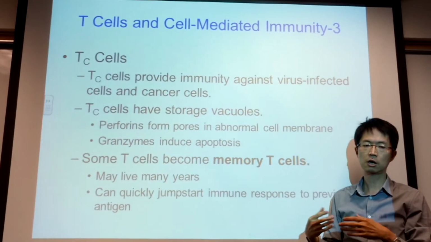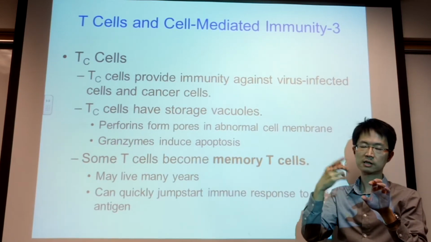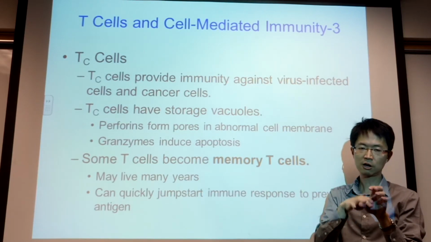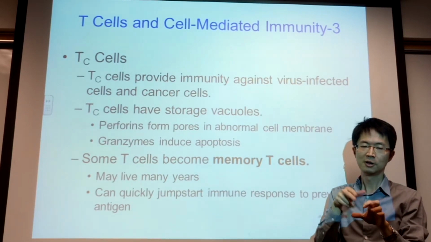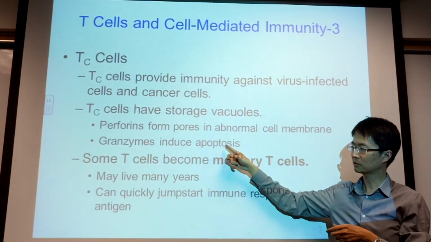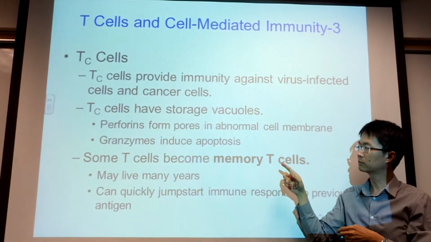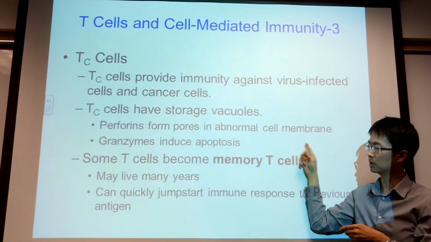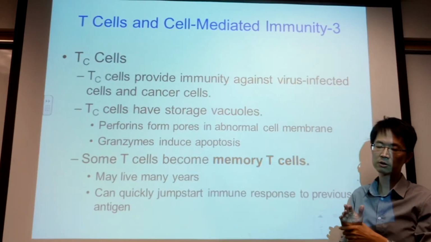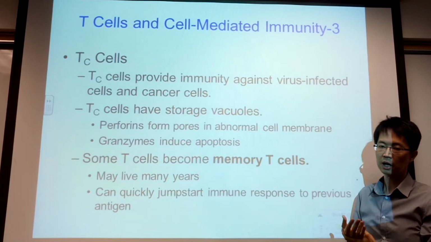Granzyme is a cytotoxin. So basically, it makes a hole on the cancer cell, and then it will dump the cytotoxin, granzyme, into the hole, so that it will literally poison that cancer cell, because the granzyme causes apoptosis. And then some of the cytotoxic T cells will also become memory T cells, so that next time when the same immune response occurs, the cytotoxic T cell can immediately jump into action.